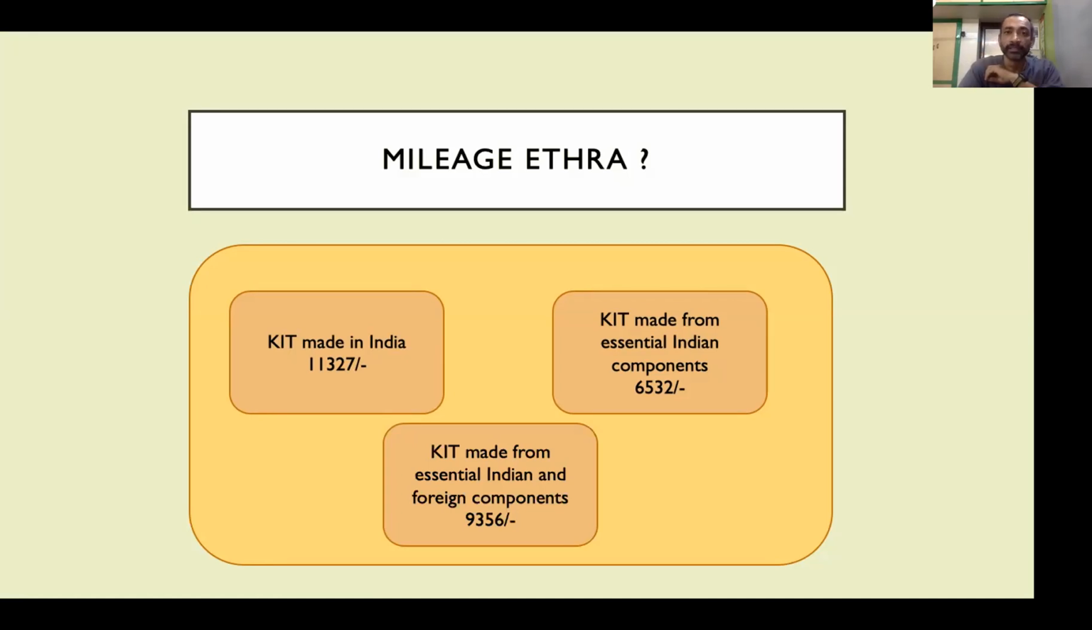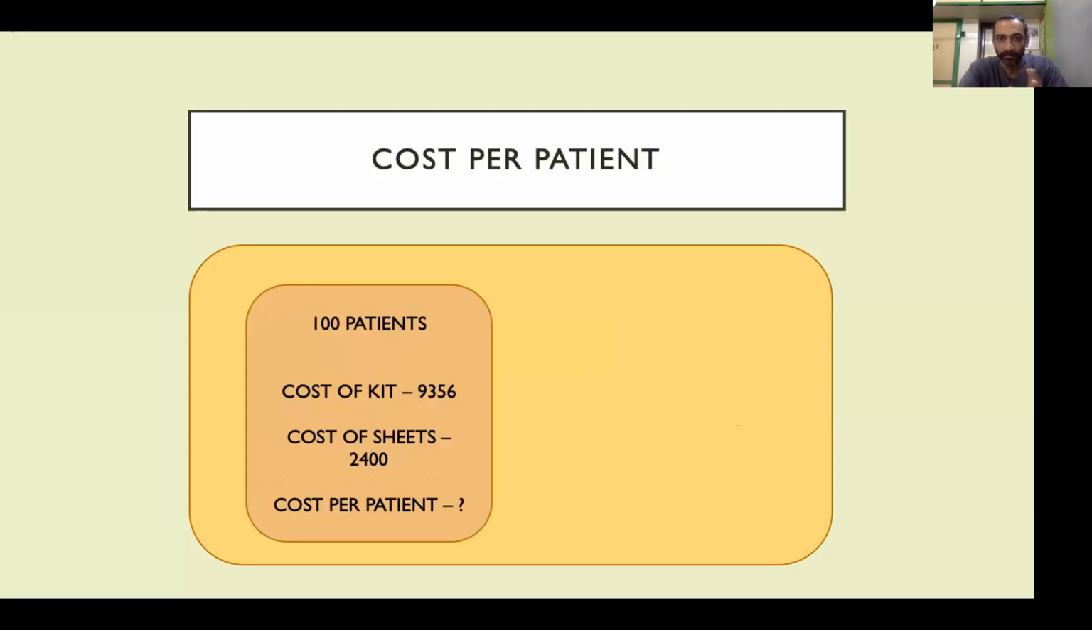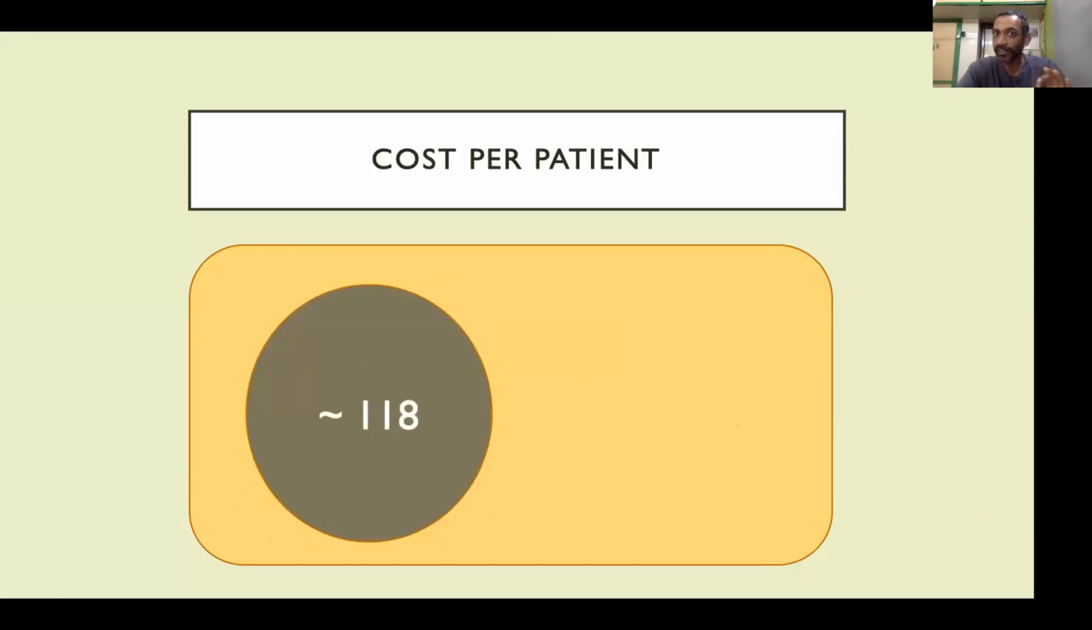Once you have bought the components of the kit, the only recurring cost is your rubber dam sheet. Definitely, the clamps also will wear out after about 3 or 4 years. But right now, I have not taken that into consideration because of the calculations that I'm going to teach you. So the range of a rubber dam sheet costs from 650 rupees to 1,200 rupees for 36 sheets. From cheapest to most expensive that you can find on the Indian market today. So what is the cost per patient? Let's say you bought a kit for 9,356, a combination of Indian and foreign components. For 100 patients, you will need, say, 2,400 rupees for 100 sheets. So what is the cost per patient? It works out to about 118 rupees extra that you are shelling out just to place a rubber dam, as long as you've crossed your 100 patient mark.